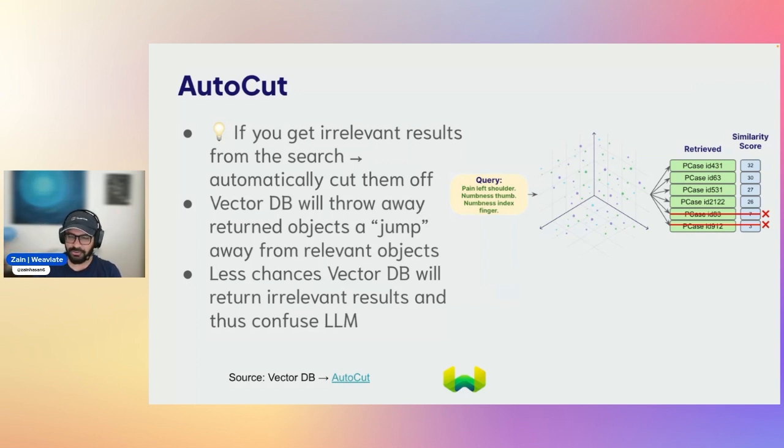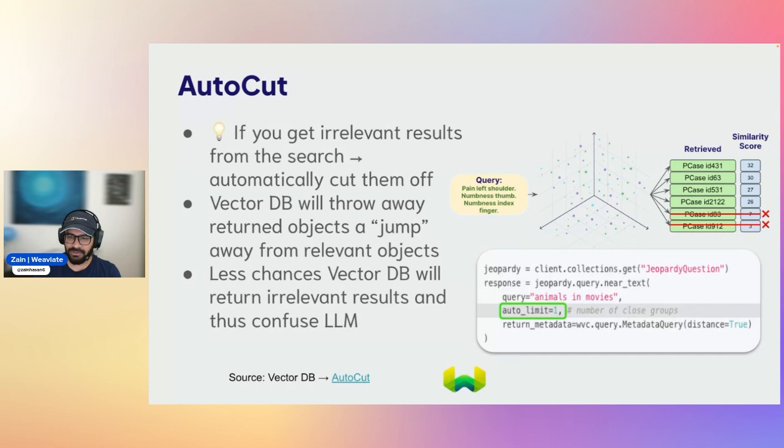When you want to actually trigger this with Weaviate, it's a simple parameter in your nearText query where you say, I want one list of similar objects. If there is a second jump after that one list, you automatically take that off. If this was a 2, then this would give me the first continuous piece of similar objects and then the second piece as well.